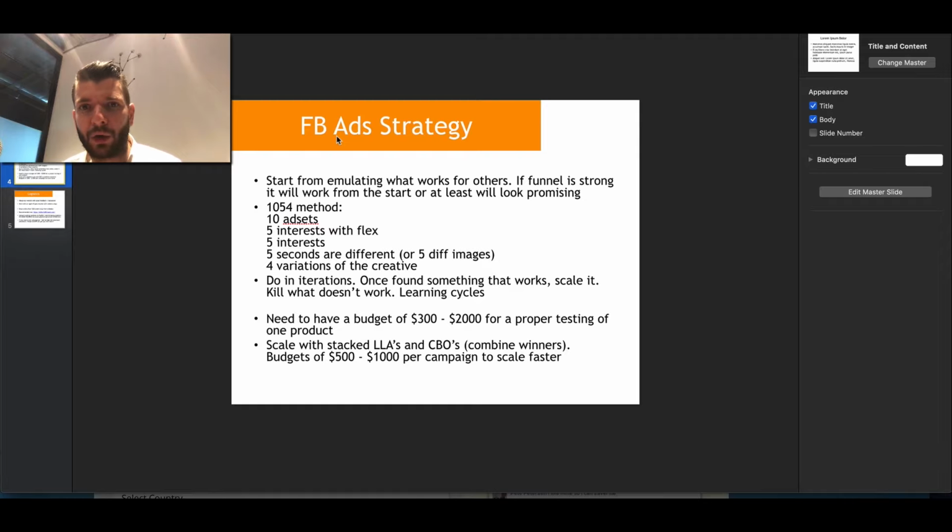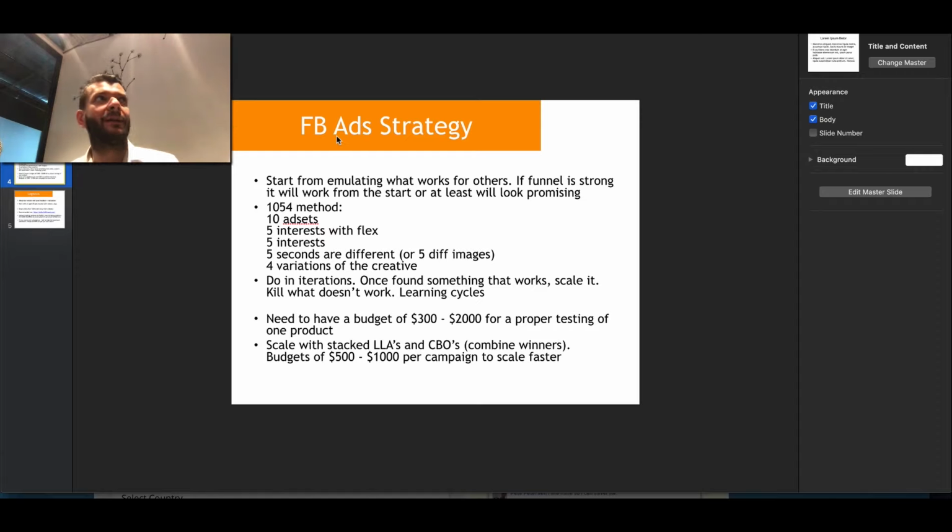Once we find something that works, we scale it, and we kill what doesn't work, and we go in learning cycles. So in this specific situation, we found what's working, we killed the ads that are not working, and we continue to improve what's working. We are constantly improving, and for that you need to have a budget. There is no way you can do proper testing without a budget. So at least $300 to $2,000.